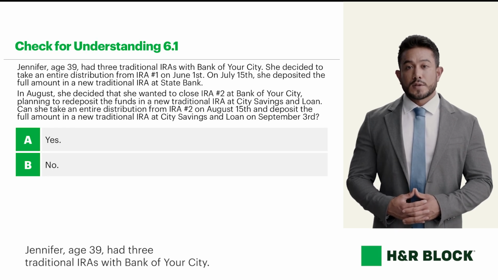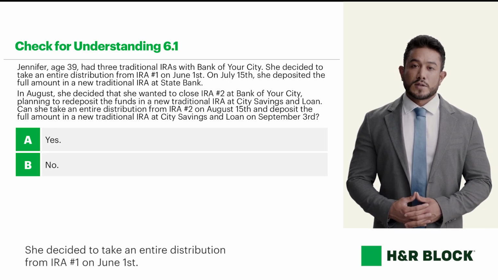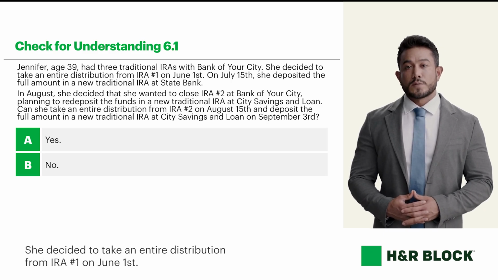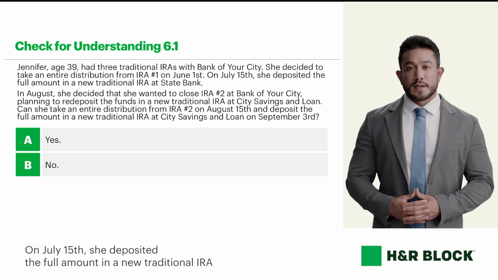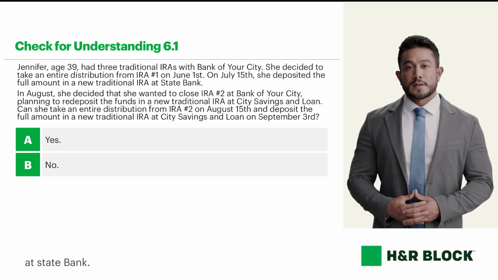Jennifer, age 39, had 3 traditional IRAs with Bank of Your City. She decided to take an entire distribution from IRA number 1 on June 1st. On July 15th, she deposited the full amount in a new traditional IRA at State Bank.